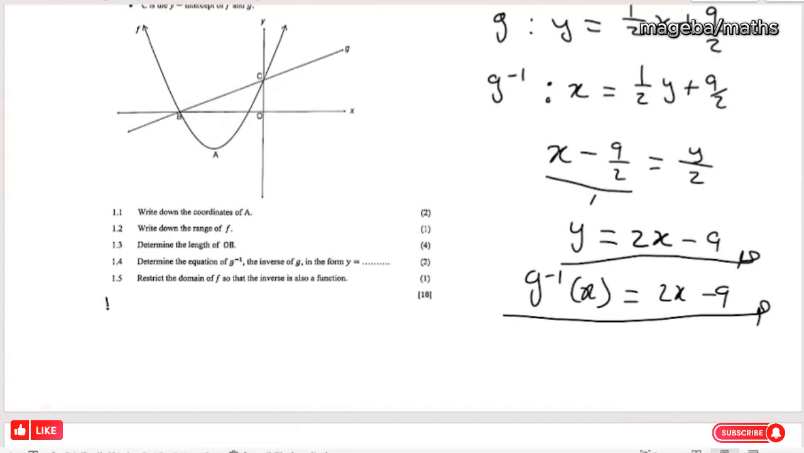And now to answer 1.5 as my last question, it's saying restrict the domain of f so that the inverse is also a function. How can we find the domain of x, the domain of f, so that the inverse is also a function? Now it's easy to find, where x is less than or equal to negative 5. That's the domain that is strictly on f so that the inverse is also going to be a function.